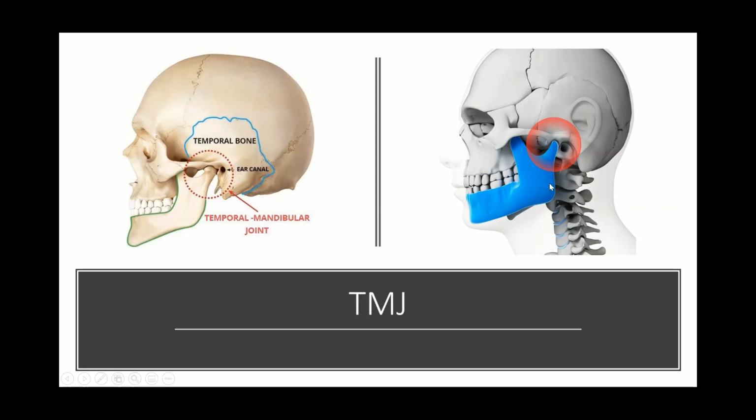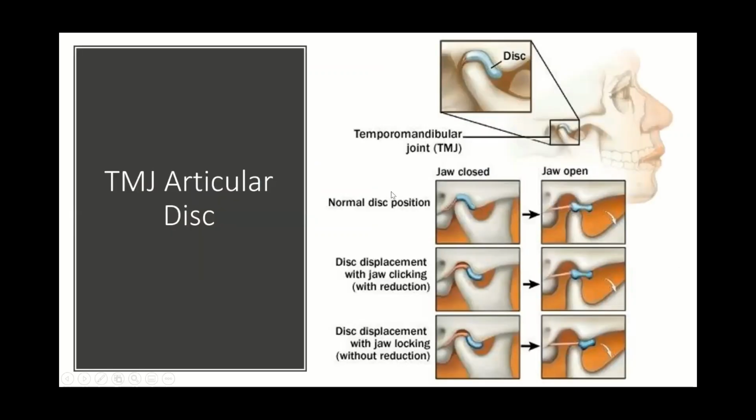As you can see here on the right picture, the mandible is in blue, the temporal bone is in white, and then this red circle circles the TMJ, the temporomandibular joint. Inside the temporomandibular joint, we have an articular disc. As you can see, here's the face, there's the TMJ. If we do a close-up, we can see that there's a disc in between that mandible and temporal bone.